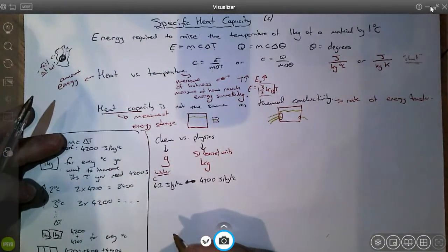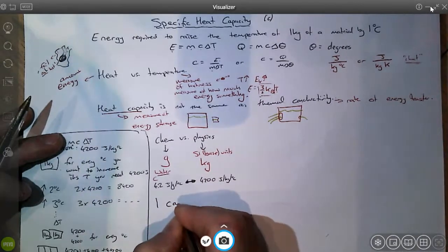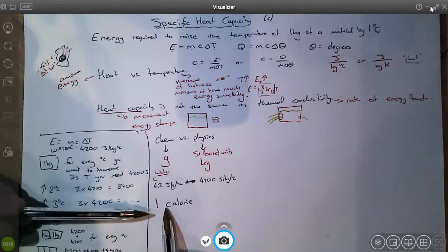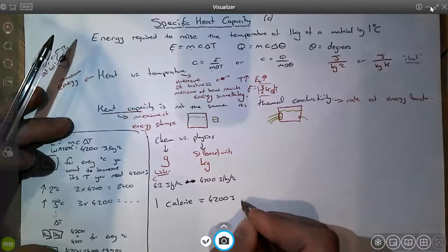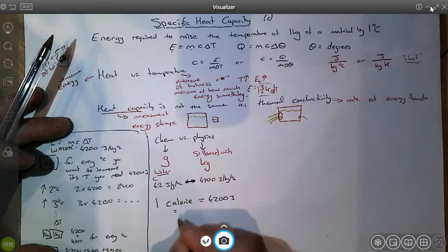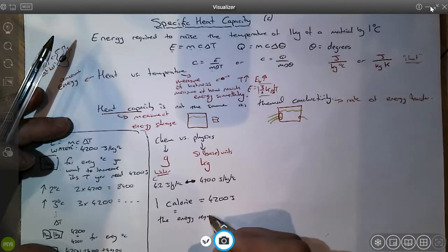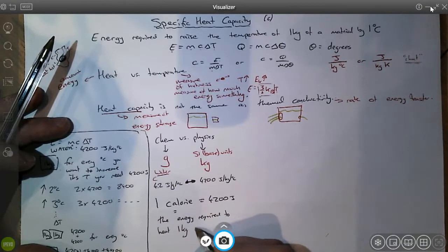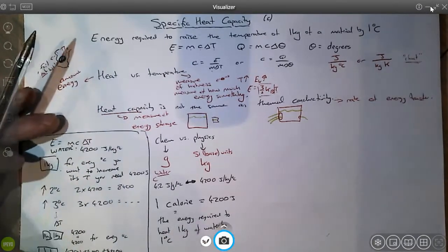And then one other thing that's a bit of a tangent, it's not on the GCSE syllabus, but it's useful to know in everyday life, and students will obviously come across the word calorie. 1 calorie is equal to 4,200 joules. The definition of 1 calorie is the energy required, you can probably see where this is going, to heat 1 kilogram of water by 1 degree Celsius.